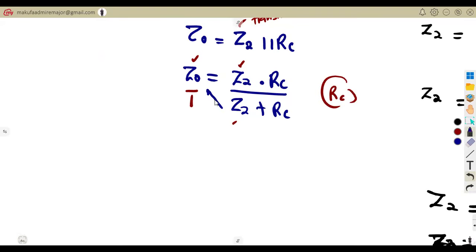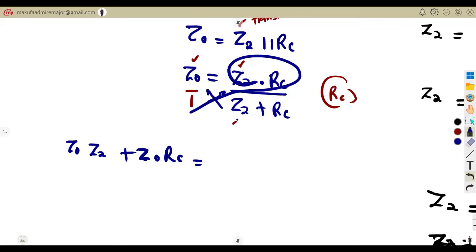So let's cross multiply here. Z out is going to multiply these two. So it means Z out is going to multiply Z2. The same Z out is going to multiply RC. So take note that it multiplies everything. It's Z out times this, it also multiplies this, because there are two terms there, is equal to 1 multiplies this part of Z2 RC.